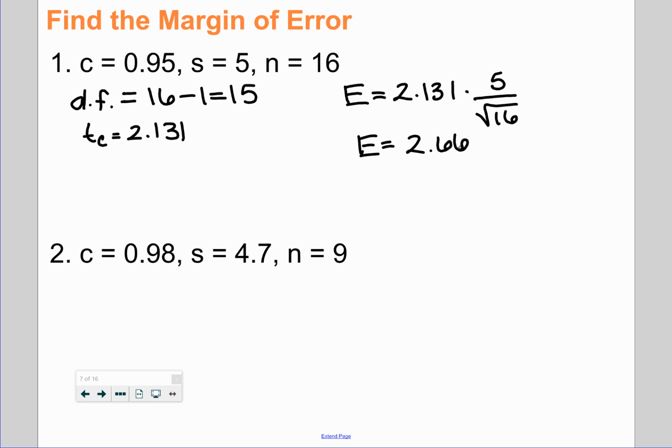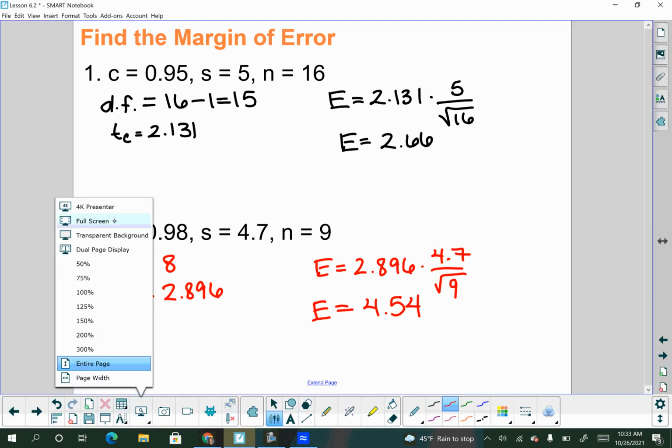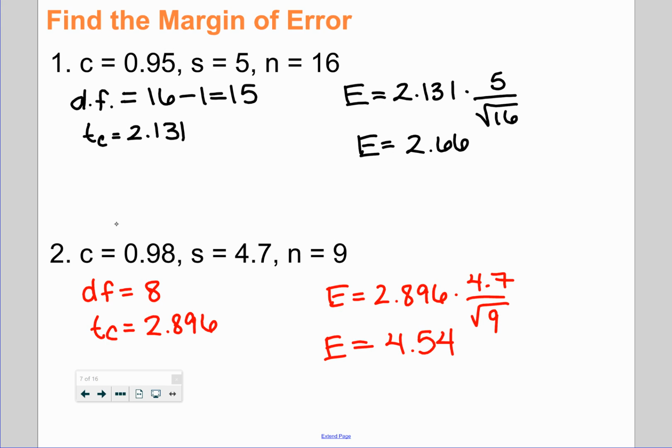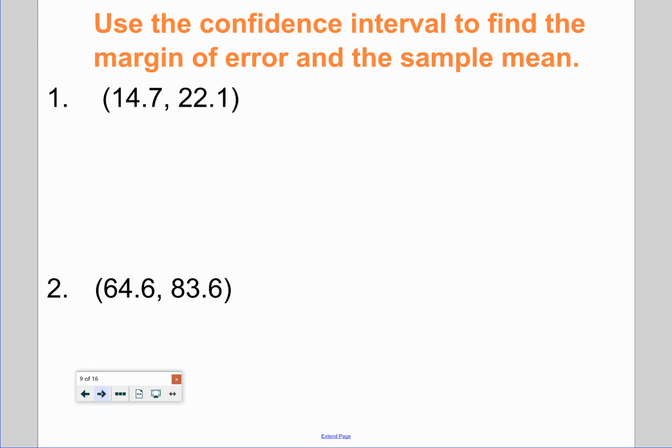All right, you guys try the one at the bottom. Find the margin of error. All right, you should get 4.54 approximately. Any questions about getting the margin of error if we've got a t distribution? Great.